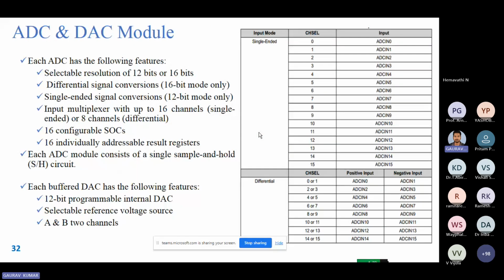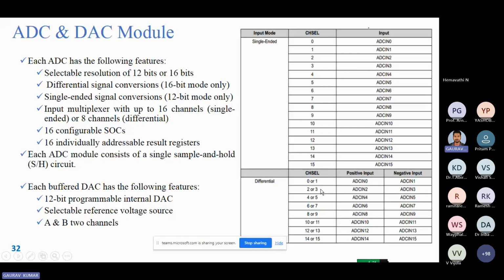So we have some ADC and DAC modules in the C2000 microcontroller. In the F2837090 we have three ADC modules. Basically, the F2837XD series has four ADC modules, but in this one we have three modules, A, B, and C, and each module has 16 channels. You can see from 0 to 15 we have 16 channels.